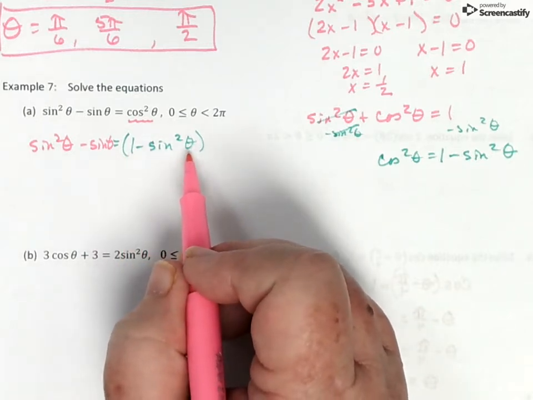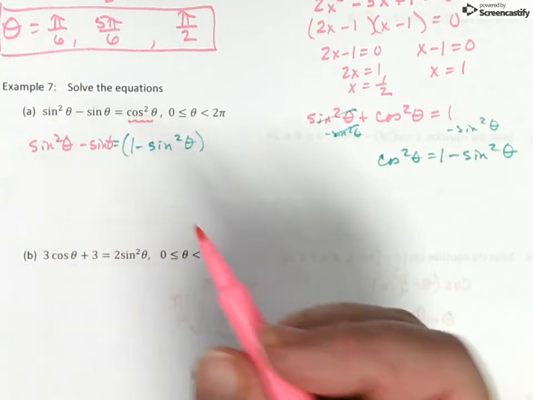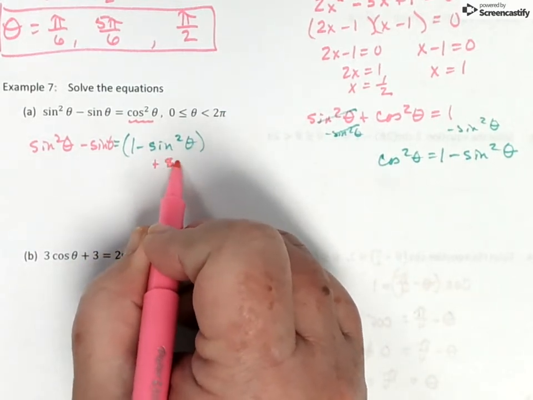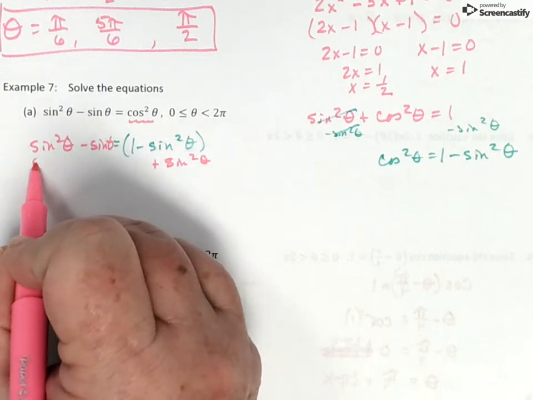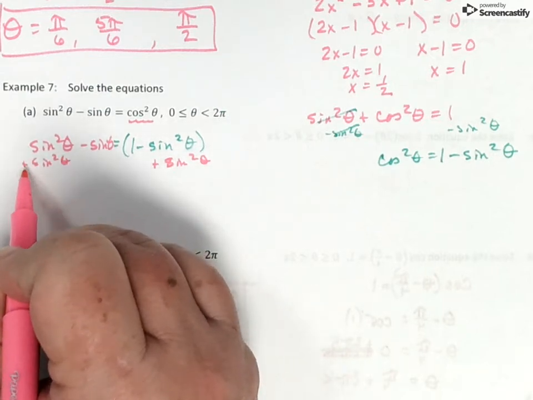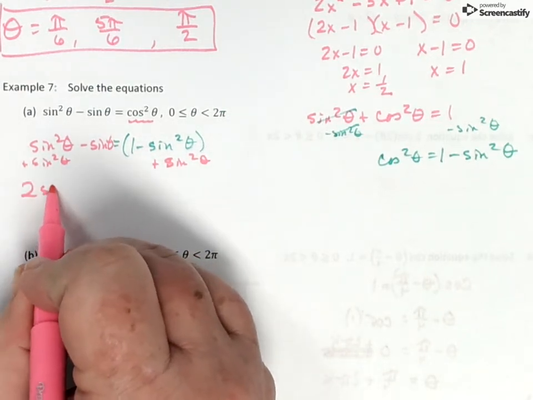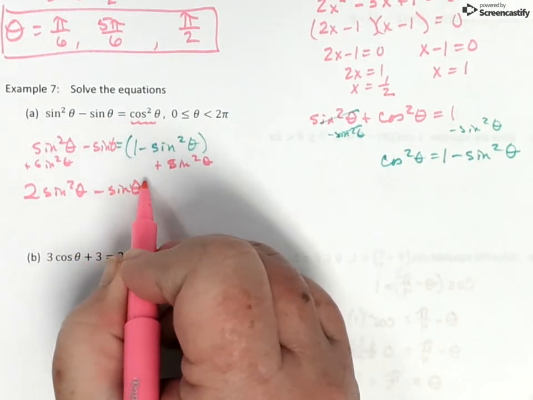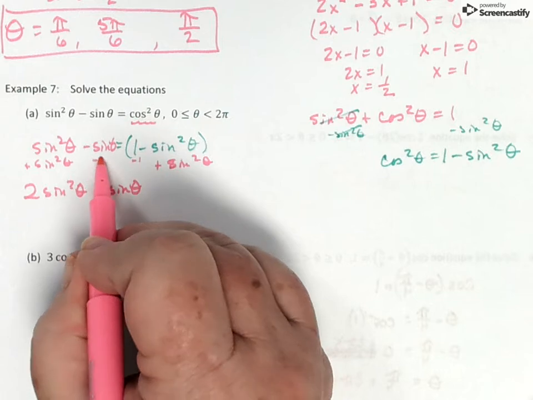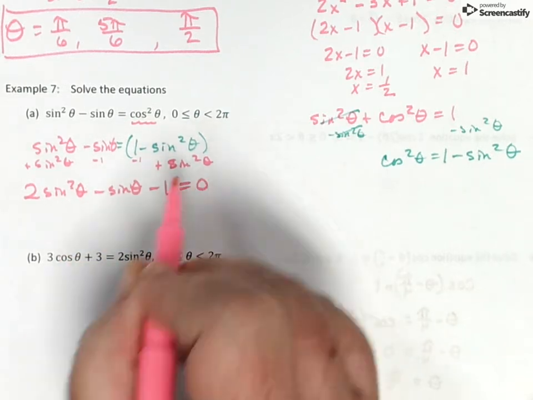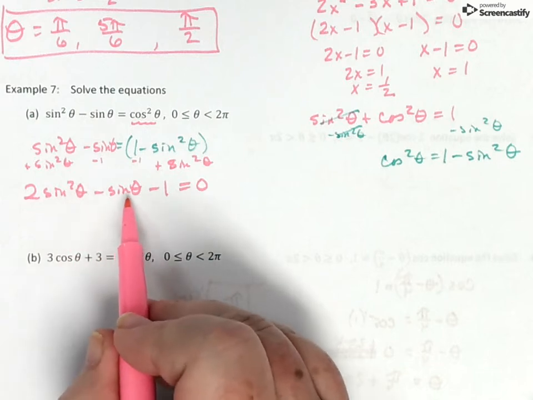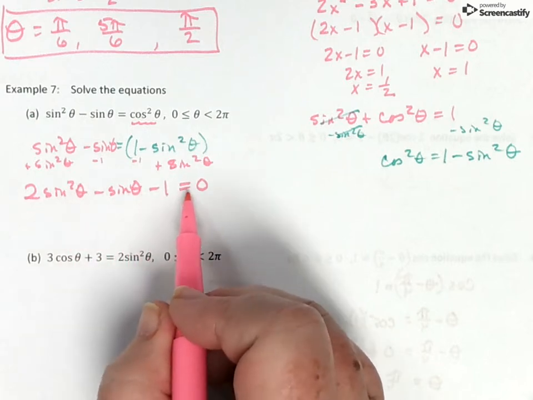Now, how do you solve an equation? Get everything on one side. I'm going to add sine squared of theta to both sides. That's going to give me 2 sine squared theta minus sine of theta. I'm going to subtract the 1 from both sides. Minus 1 equals 0. So 2 sine squared theta minus sine of theta minus 1 equals 0.